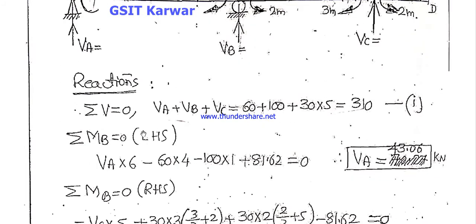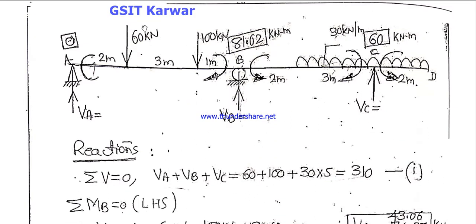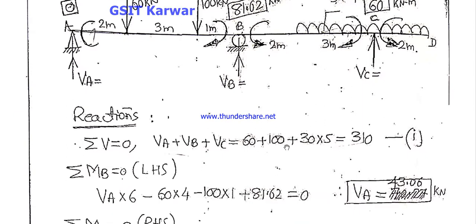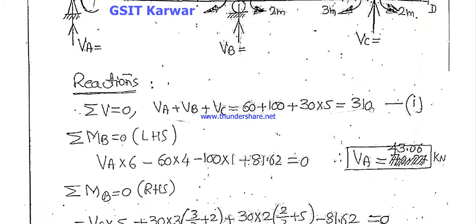Take summation of vertical forces equal to 0. That means VA plus VB plus VC, the support reactions, is equal to 60 plus 100 plus 30 into 5, the UDL load. That means upward force is equal to downward force. In total you get 310.